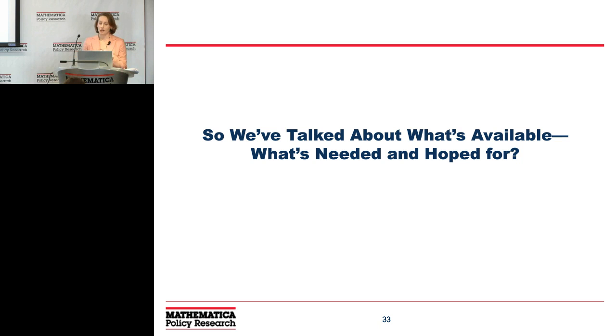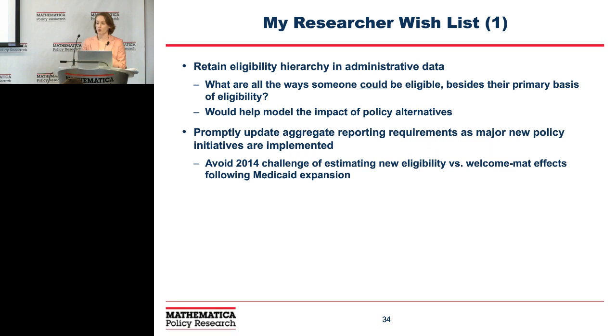First of all, I would love if we could keep the eligibility hierarchy in administrative data in some way, thinking about all the ways that somebody could be eligible besides their primary basis of eligibility. And when Robin was mentioning, the Affordable Care Act introduced the modified adjusted gross income standard for being assessed eligible for Medicaid on an income basis, there may be people who are currently eligible on an income-related basis who could also have qualified on some other basis. And it would be great to know all of the buckets that somebody could fit in so that we could really understand the impact of policy alternatives that are being contemplated.